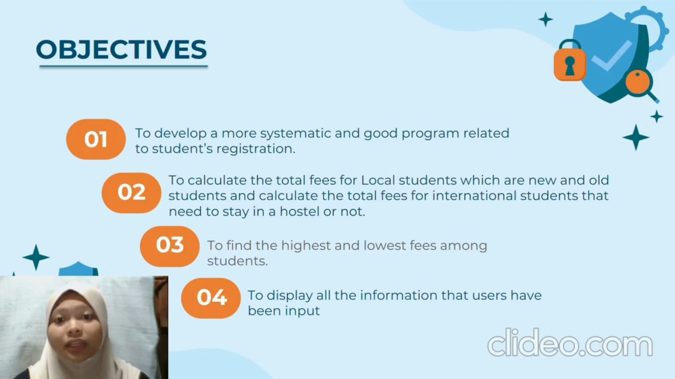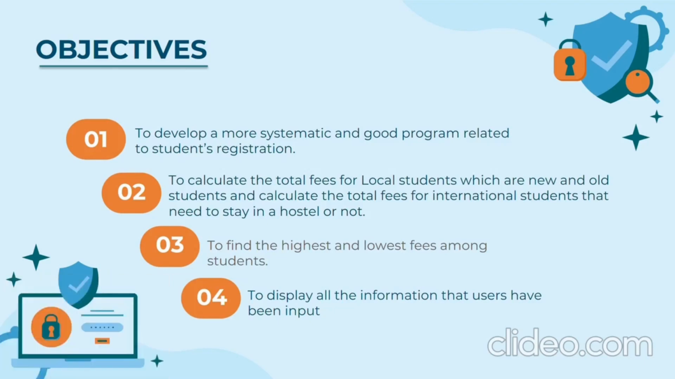So the name, MyKad number, educational year, the student type, and the total fees, all of that will be displayed on the screen output. So they will know how much total fees they need to pay, and who needs to pay that, because it will display the name, right?